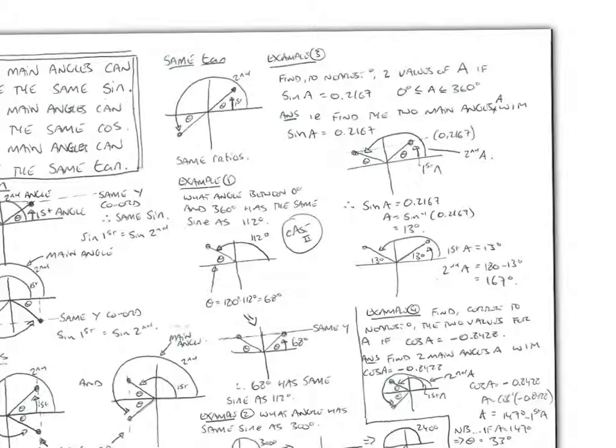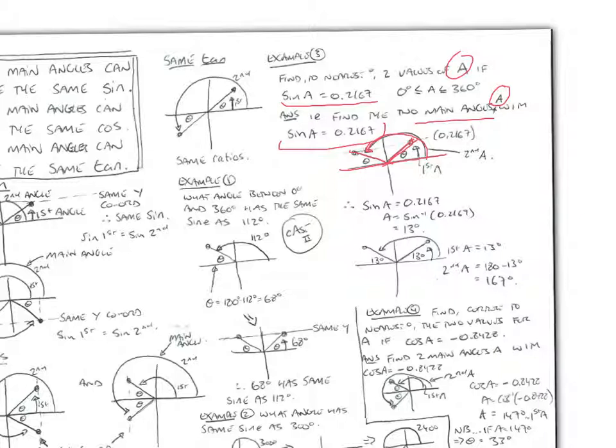Okay, find to the nearest degree two values of A if the sine of A is 0.2167 and A is between 0 and 360. In other words, they're asking us to find two main angles A whose sine is 0.2167. So we're looking for two angles. The sine is positive, so they're above the x-axis. So we've one here, our first A, and we'll have a second value for A on this side as well.